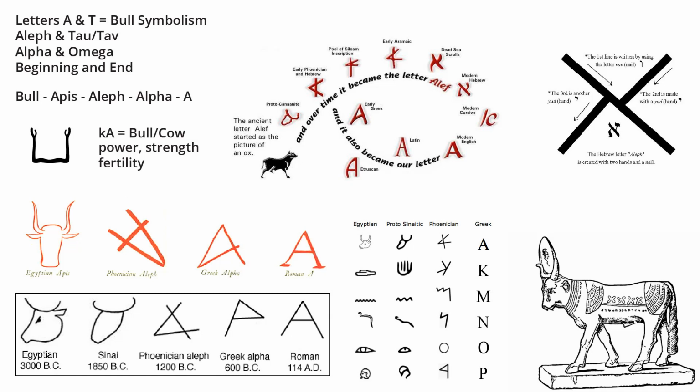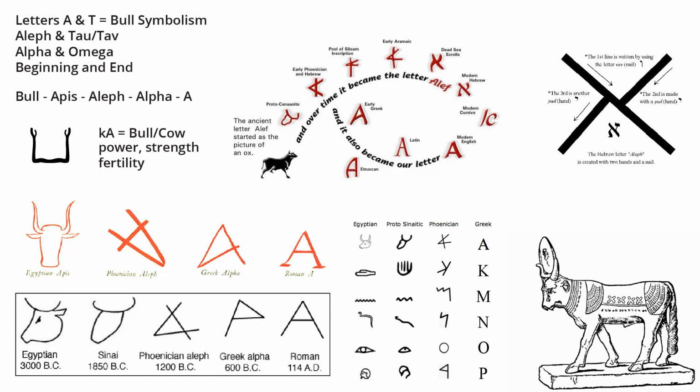As you can see, from the head to the tilted head and to the A, to another type of A, slanted. Eventually, you see it becomes the letter Aleph, and that's a nail with two hands attached to it, as is mentioned in the little picture on the right side, which you probably can't read.